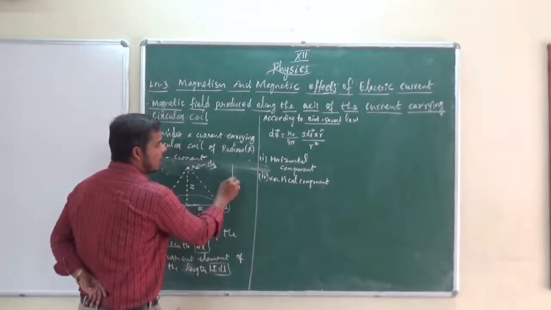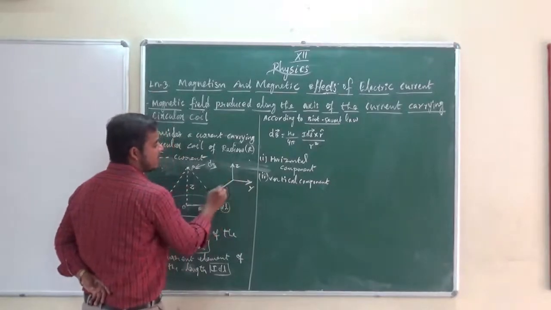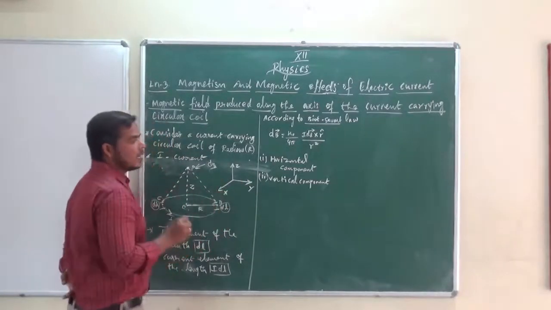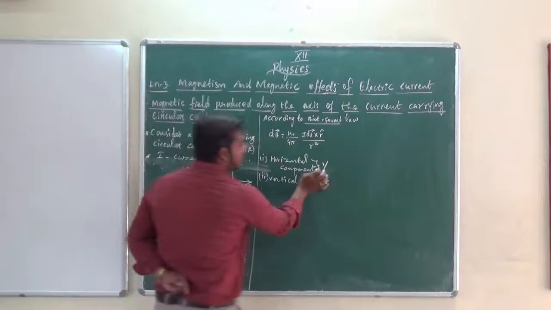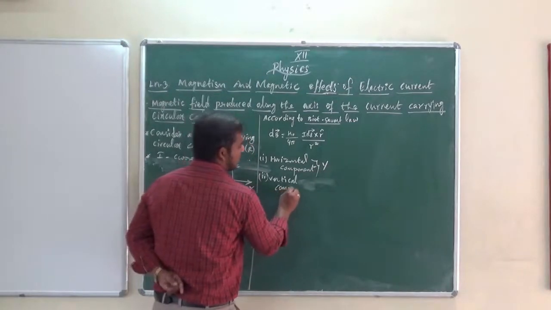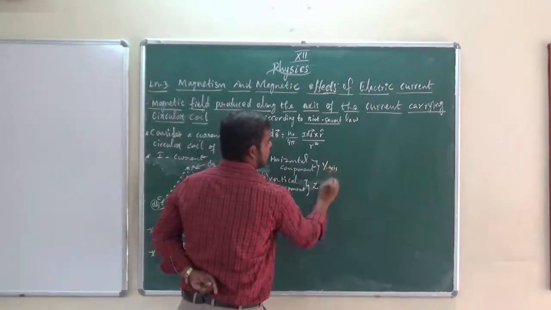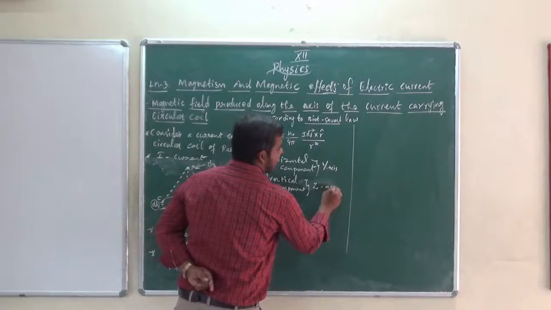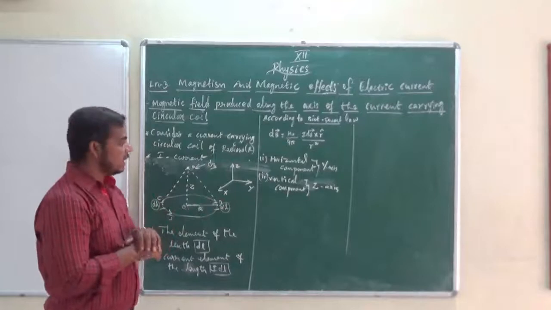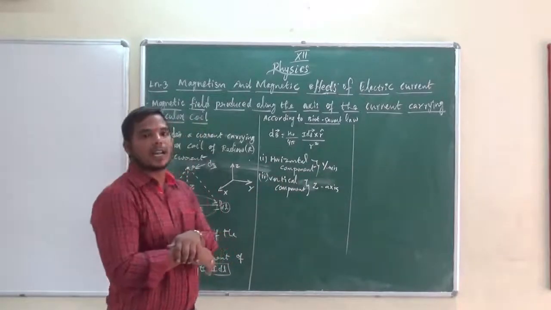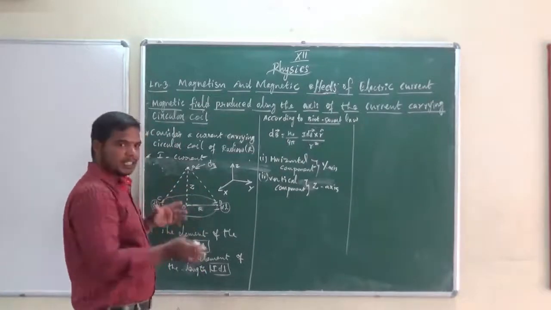Here, I'll show the axes. This is the y axis, this is the z axis, and this is the x axis. The horizontal component acts along the y axis, and the vertical component acts along the z axis. So how is that resolved into vertical and horizontal components?